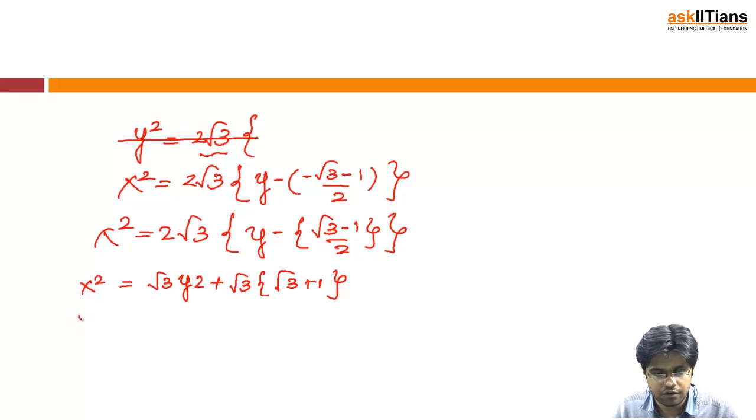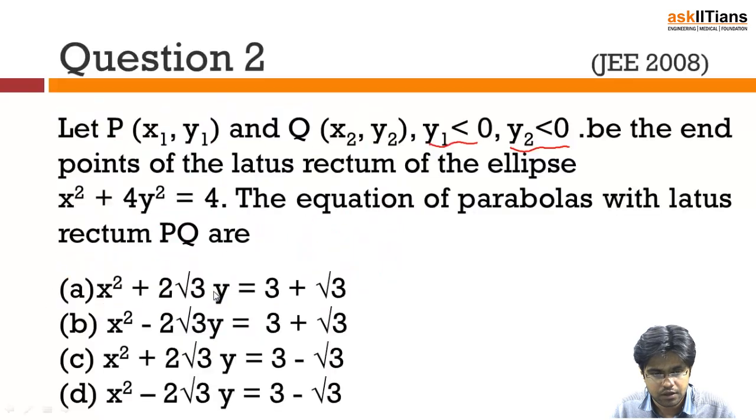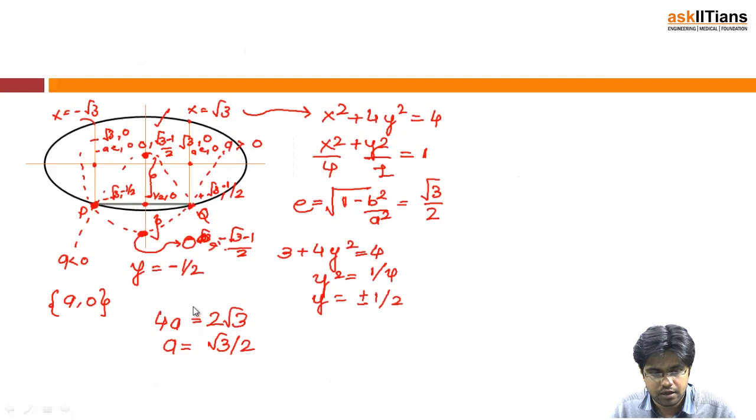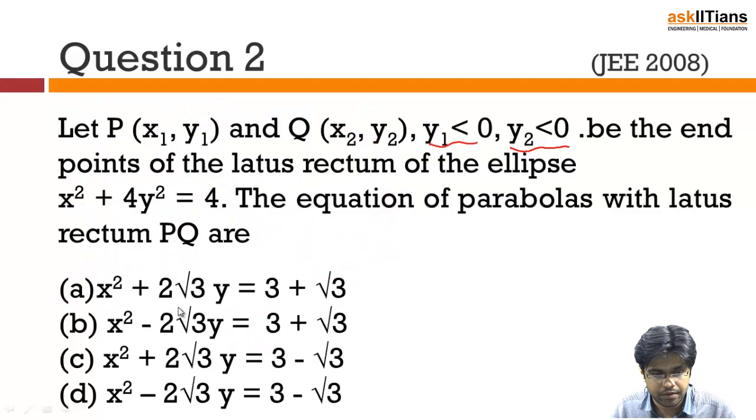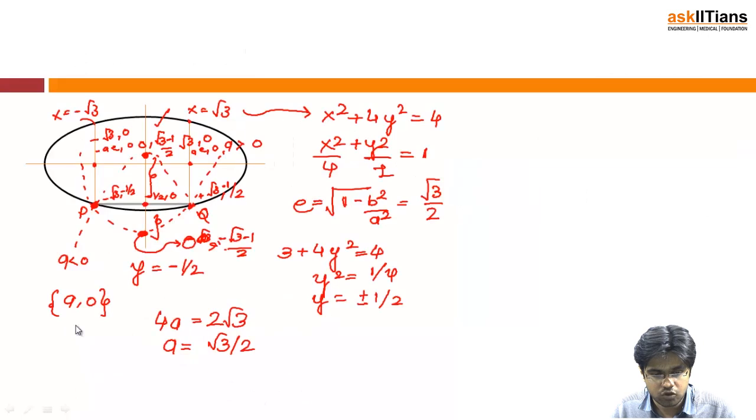And then my second equation will become x² = 2√3y − √3 + 1. So these are the two equations. So that means the option that is correct is x², and we need to bring the y term on the same side. That means x² − 2√3y. So x² − 2√3y, till now it's either B or D.